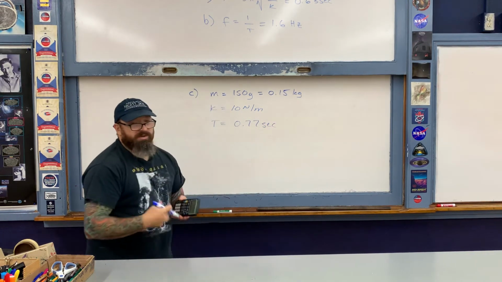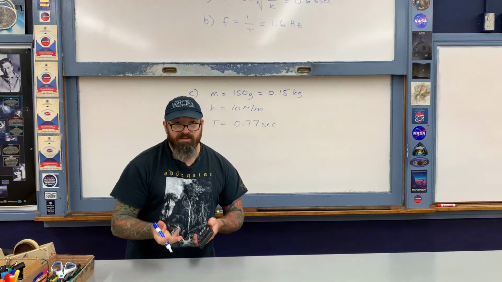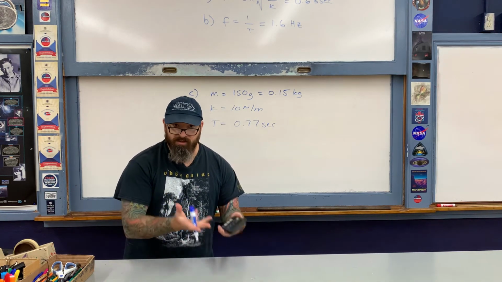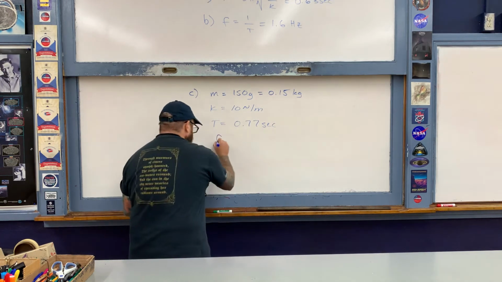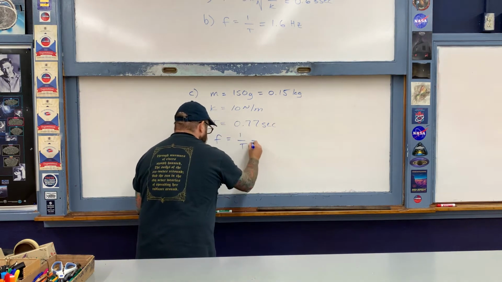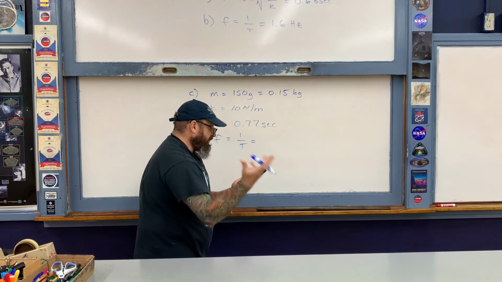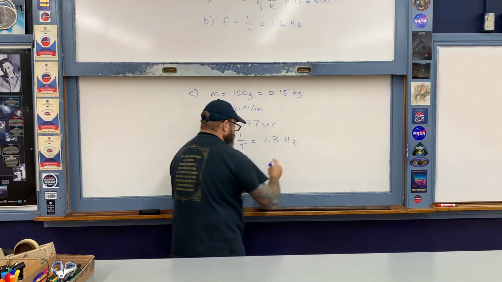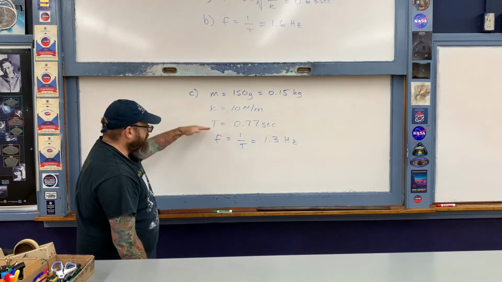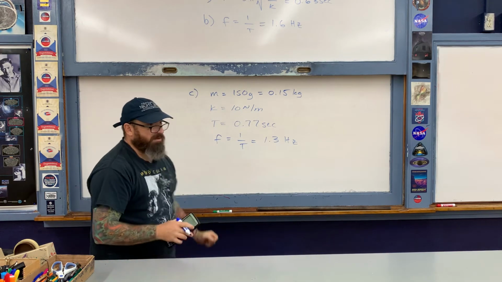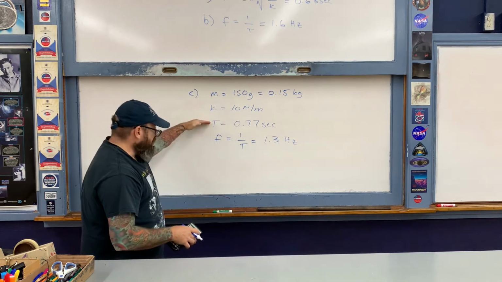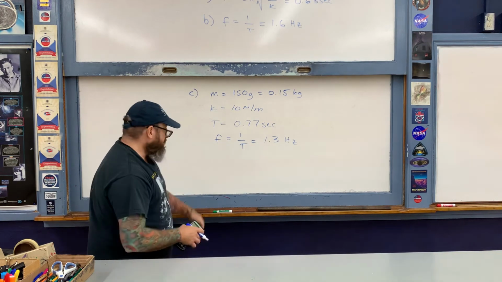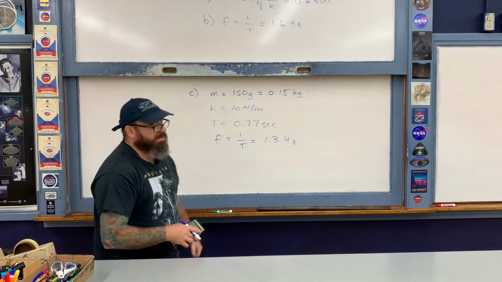So notice that with the additional mass, the period is larger. The greater the mass, the greater the period. The frequency, which is once again the inverse of the period, so take the reciprocal, comes out to be about 1.3 hertz. So with this particular period, the frequency ends up being this value. If the period is longer, as it is here in part C, as opposed to earlier in the problem, this then means that the frequency is smaller.